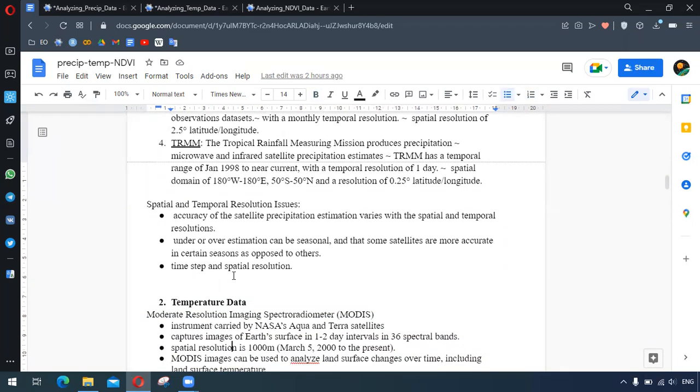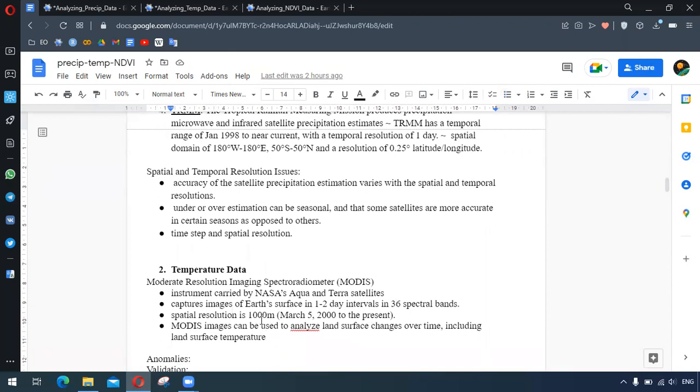So next one is the temperature data. And for the temperature data, we have the Moderate Resolution Imaging Spectroradiometer, which is popularly called MODIS. This instrument is carried on NASA's Aqua and Terra satellites. It captures images of Earth's surface at 1 to 2 day intervals in 36 spectral bands, and its spatial resolution is 1 kilometer, and the data are available from March 5, 2000 to present.